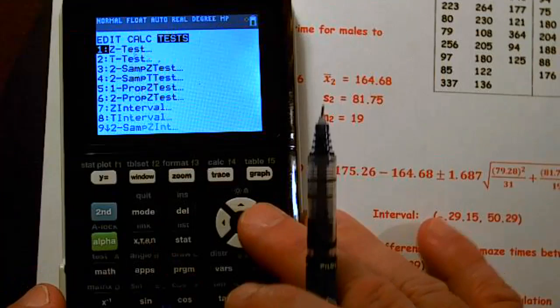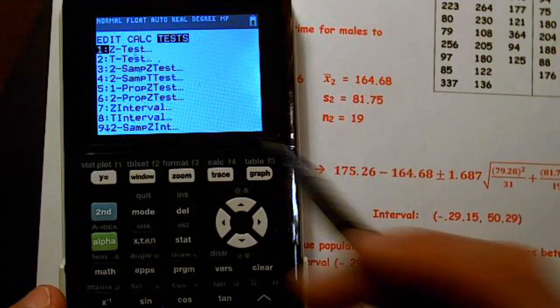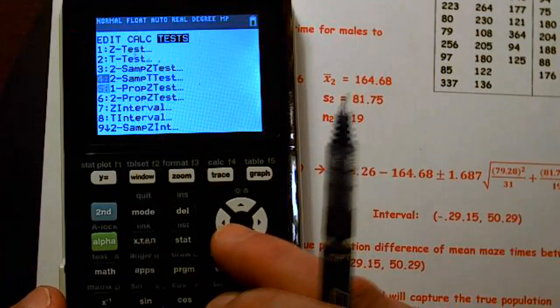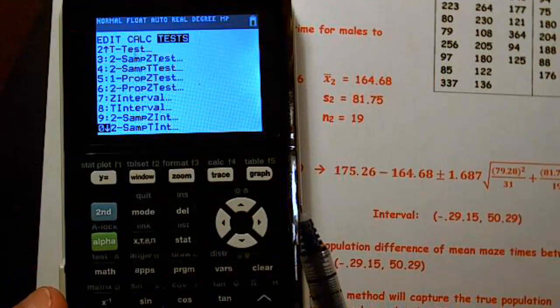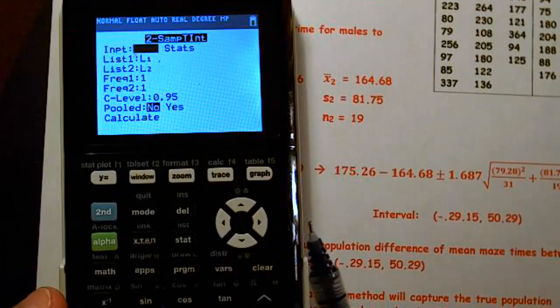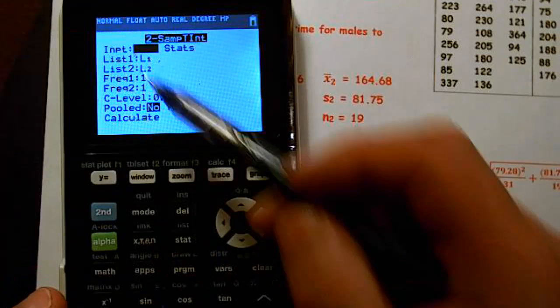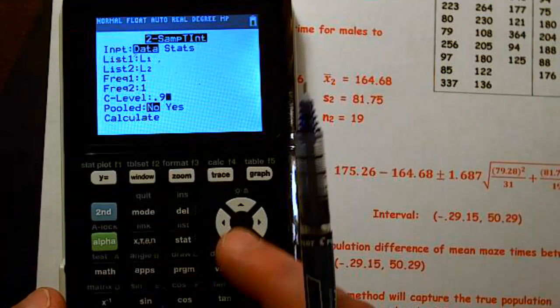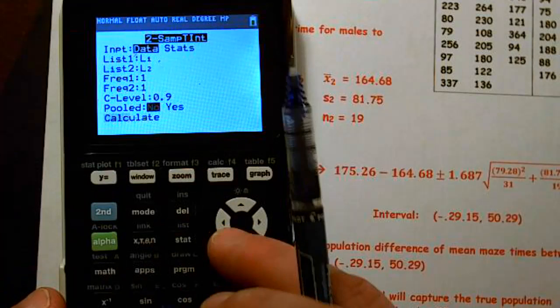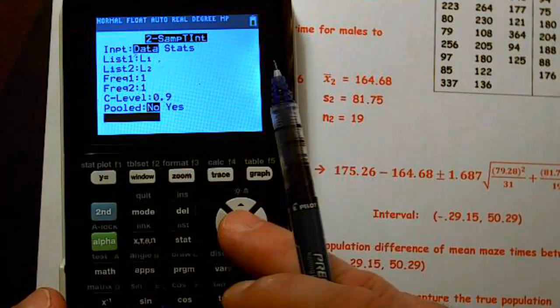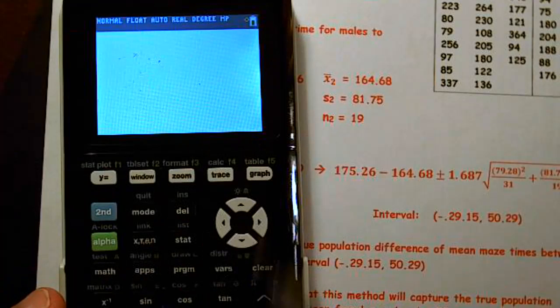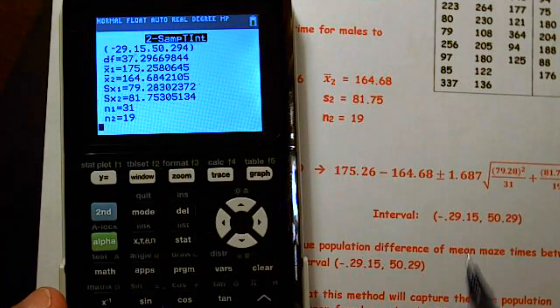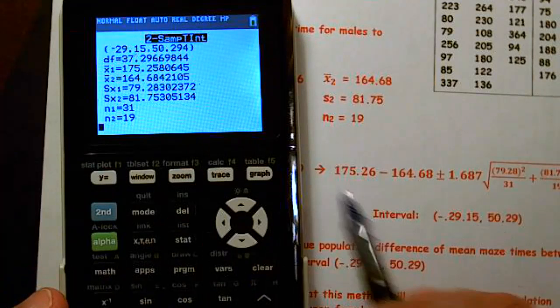Stat, test, and we're going to drop down to letter 0, number 0, I should say, which is two sample T interval. We have data. My data is in L1 and L2. And they said do a 90%. We never pool. And I end up getting negative 29.15 to 50.29. Always write down your degrees of freedom.